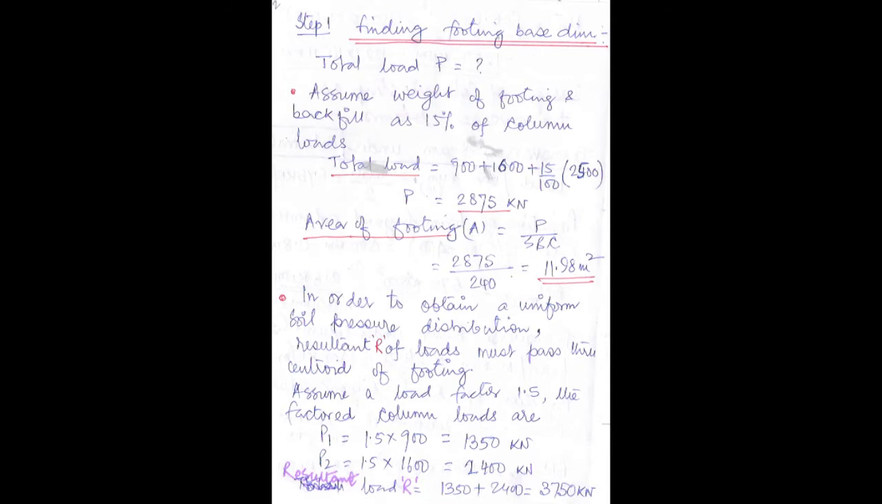of the column loads. So total load will be 900, that is carried by the column 1, plus 1600, that is the load carried by the column 2, plus 15% of the total column load. What is the total column load? 900 plus 1600, 2500. Of that 15%. So 15% means 15 divided by 100.